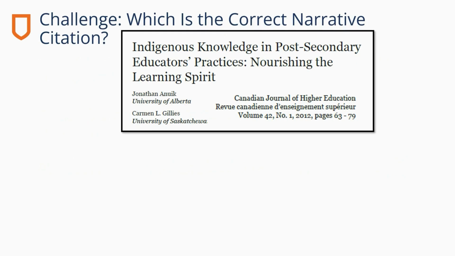And here's a practice citation. We'll work through this one together. The article information says, Indigenous knowledge in post-secondary educators' practices, nourishing the learning spirit. Then it says Jonathan Anuik, University of Alberta, Carmen L. Gillies, University of Saskatchewan. It says Canadian Journal of Higher Education, Volume 42, Number 1, 2012, pages 63 to 79. Which would be the correct narrative citation? Would it be as stated by Anuik and Gillies 2012?